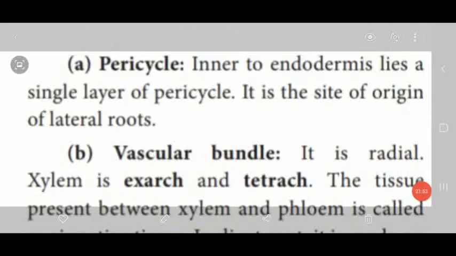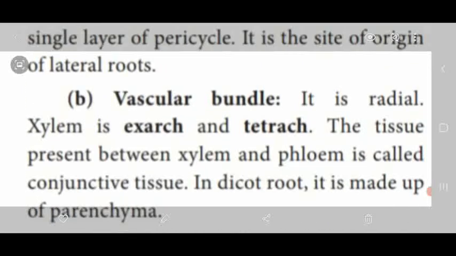Next one, pericycle. Inner to the endodermis, a single layer is called pericycle. This pericycle gives rise to the lateral roots. Next one, vascular bundle. The arrangement of the vascular bundle is radial. We have already seen the diagram. Radial vascular bundle, for example in monocot root and dicot root. So the type of vascular bundle is radial.